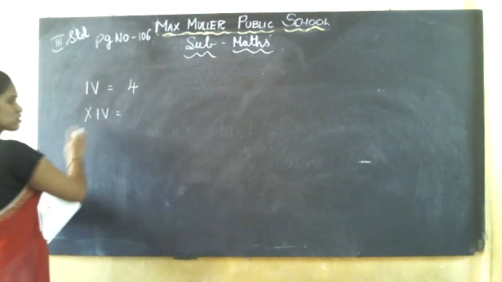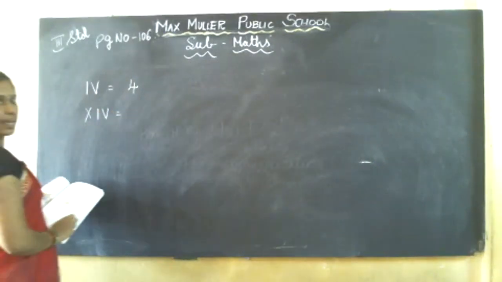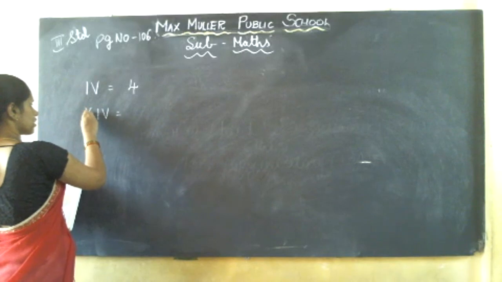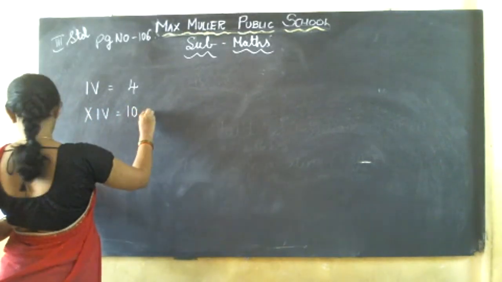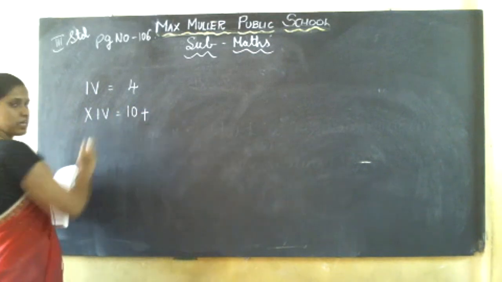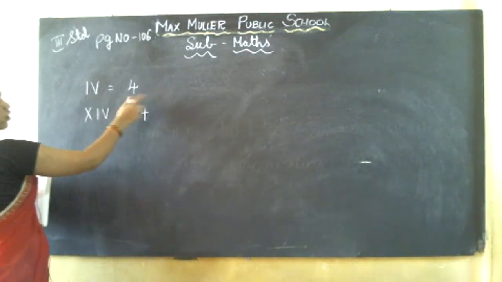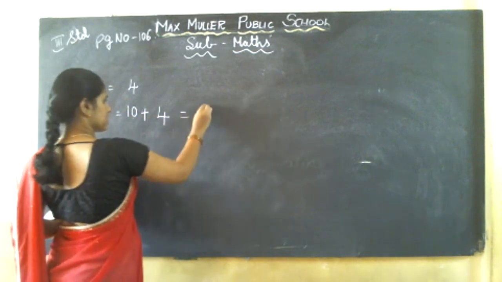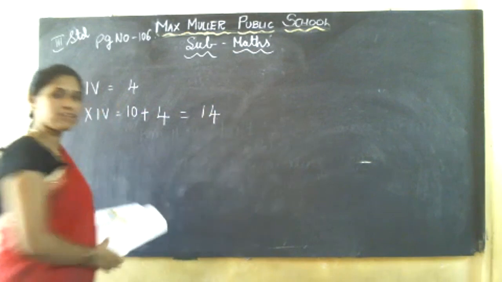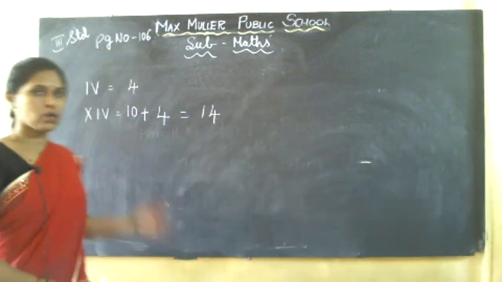Next one they have given here is XIV. So X means how much? 10. Only one X is given. So we'll write 10 plus IV, which stands for 4. So 10 plus 4 is how much? 14. Understood all of you? So you have to split this one. How will you split this one?